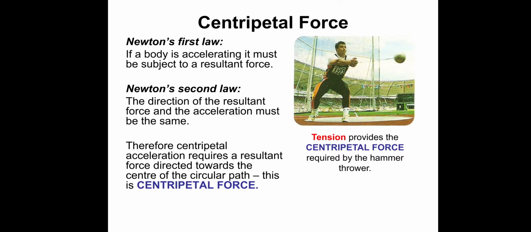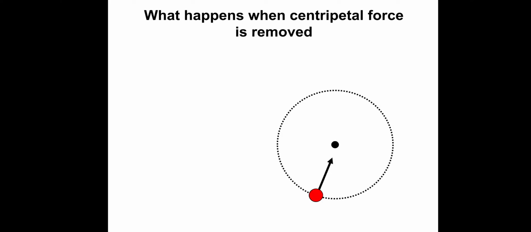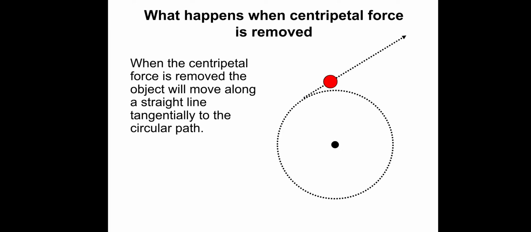So tension provides the centripetal force required by the hammer thrower. What happens when centripetal force is removed? This question gets asked quite a lot. This object's in orbit, and if the centripetal force is removed, it'll just move off at a tangent to the path.